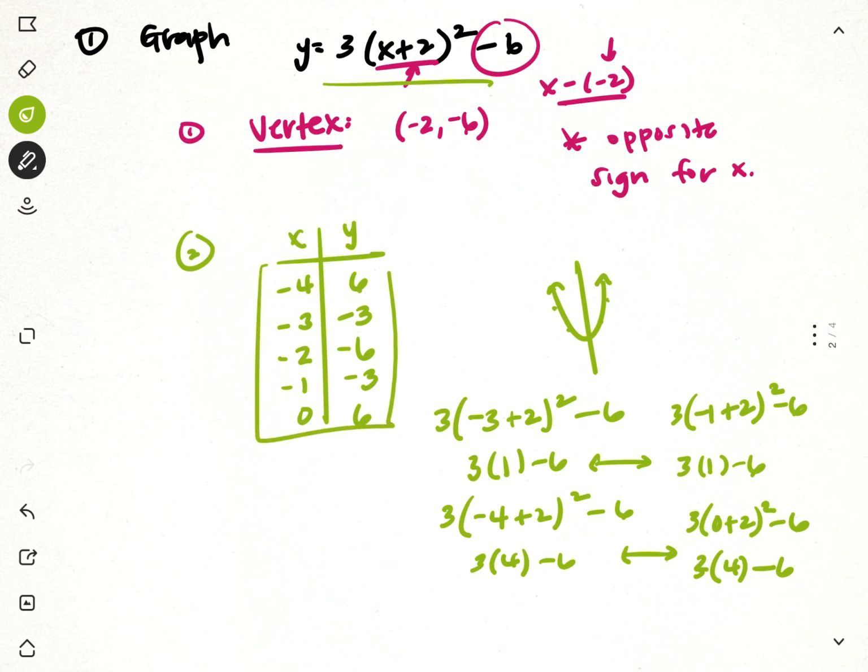All we're going to do is plot these points in the calculator: -4, 6; -3, 3; -2, -6; -1, -3; 0, 6. Then hit that button with the X's on it, and it should graph.